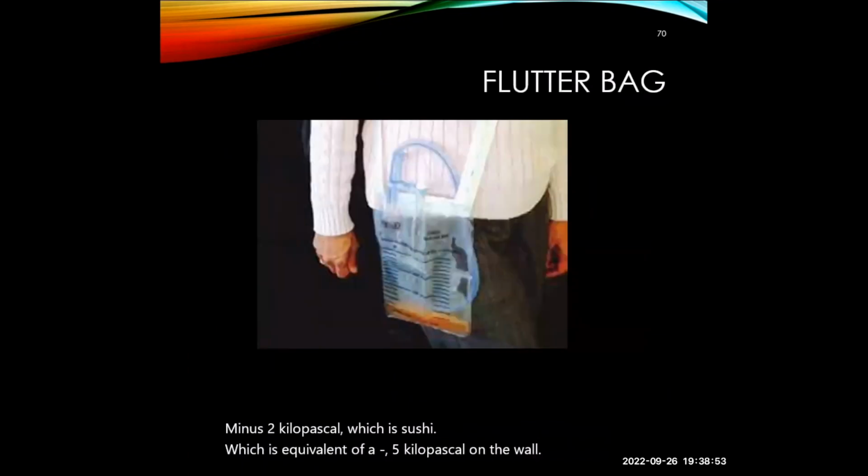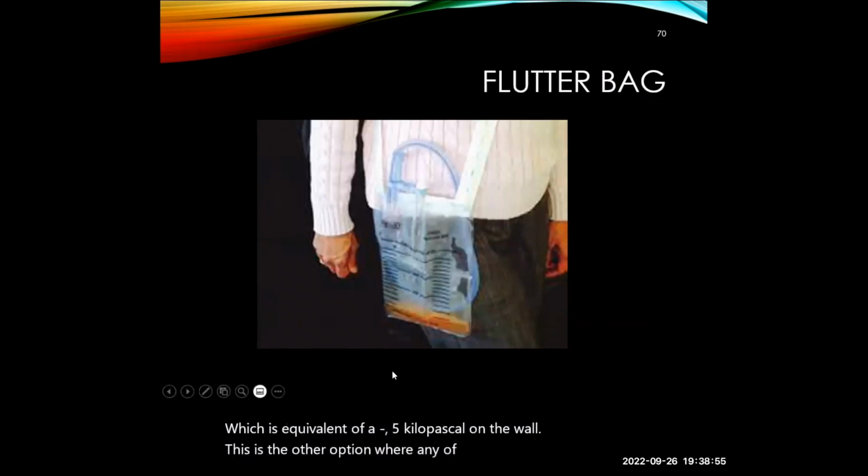This is the other option, wherein if the lung stays up but there's still a persistent leak, you can put them on a flutter bag. There is a Heimlich one-way valve here, so air will come out, blood will come out, but nothing will go back.